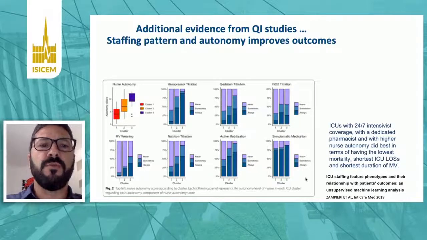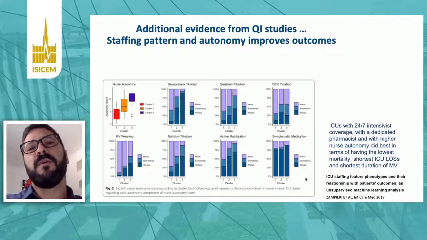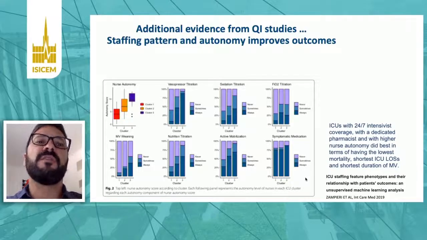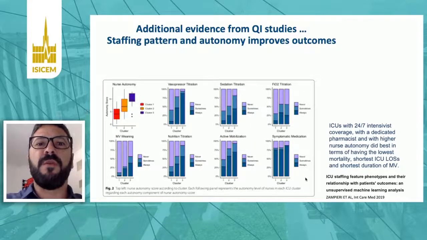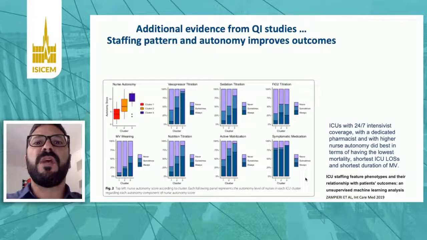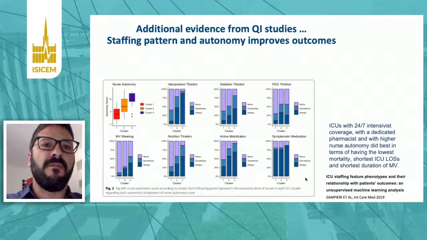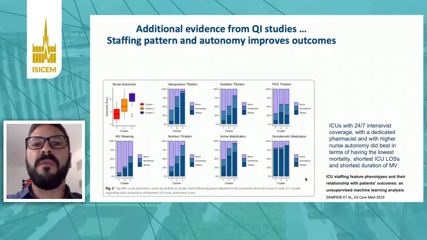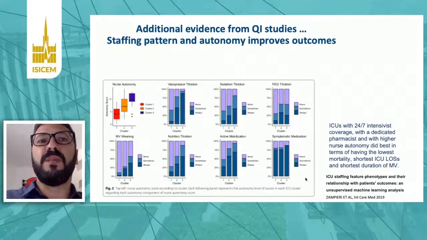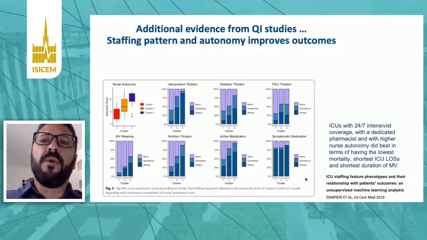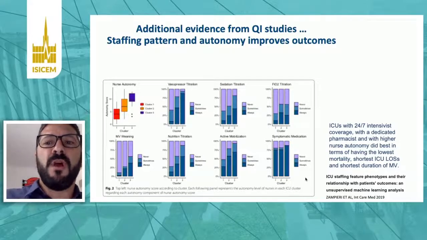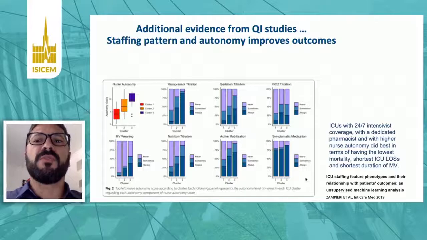And what this study showed was that, very interestingly, we could identify actually different clusters of intensive care units. So with a machine learning approach, what we showed here was that nurse autonomy to perform interventions such as sedation titration, vasopressor titration, weaning from mechanical ventilation, active mobilization, etc., to be able to implement at the bedside the evidence-based protocols that are recommended, was strongly associated with lower duration of ICU stay, lower duration of mechanical ventilation, but also lowest mortality rates.